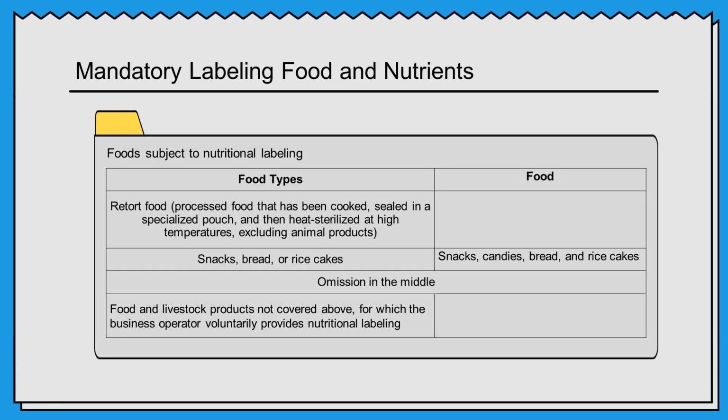This is about mandatory labeling food and nutrients. The enforcement rules of the Act on Labeling and Advertising of Foods establish the obligation to declare nutritional information for certain food products and specify the nutrients subject to labeling. Some food products subject to mandatory nutritional labeling are listed in this table, and the number of food products has been increasing every year. While not mandatory labeling food, businesses can voluntarily provide nutritional labeling.